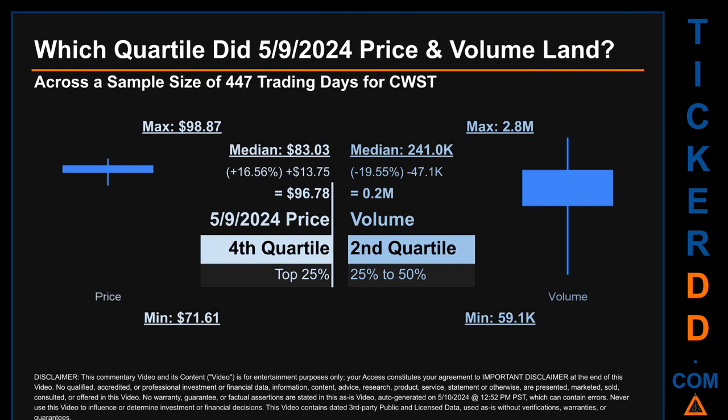Descriptively, CWST has a median price of $83.03. Therefore, the 9th of May 2024 price was higher from that middle marker by 16.56%. The day's volume of 0.2 million was less than the median by 19.55%.